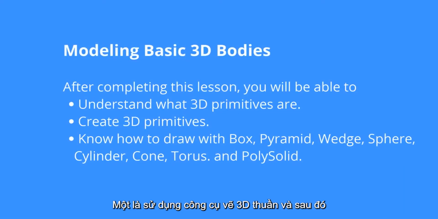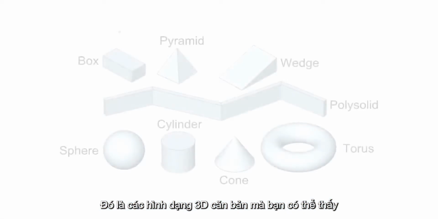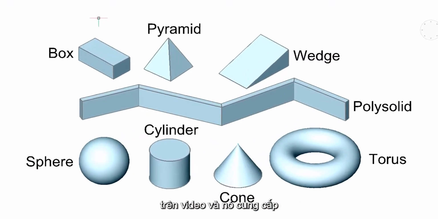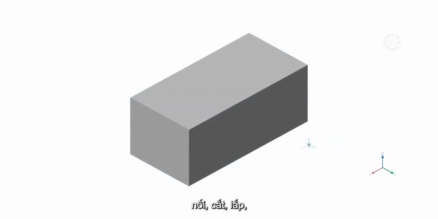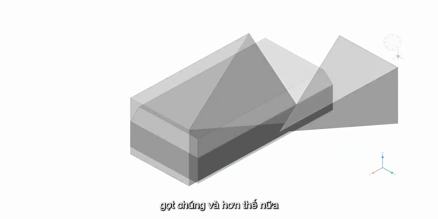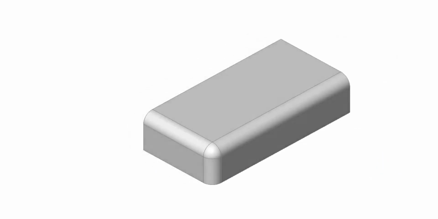There are two ways to draw things in 3D, one using 3D primitives and then modifying them, or else drawing 2D shapes and then turning them into 3D. BricsCAD provides you with 8 primitives. These are fundamental shapes that you can see in this image. And then it provides a number of commands for modifying them, joining them, slicing them, filleting them, chamfering them, and so on.